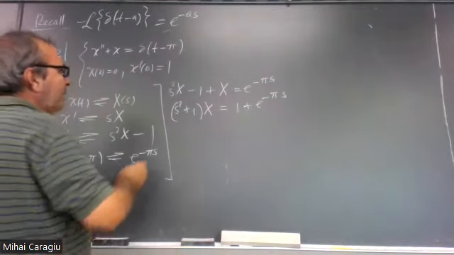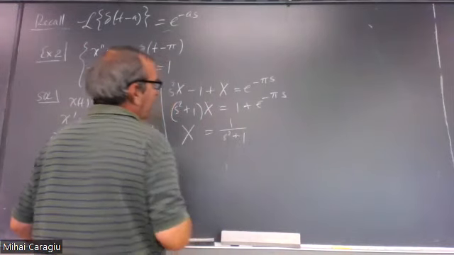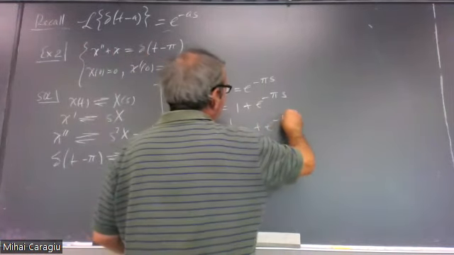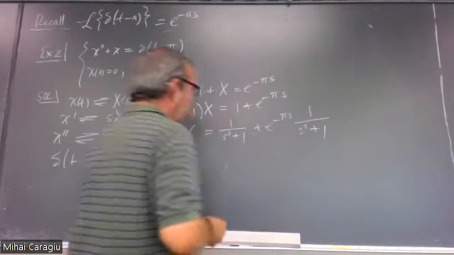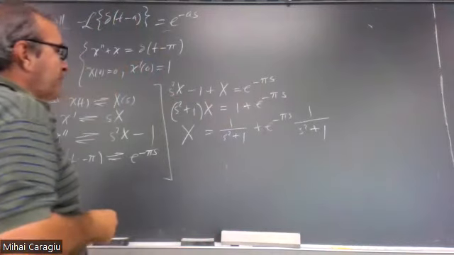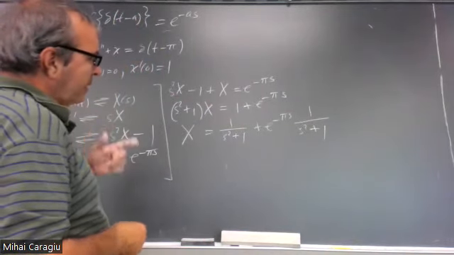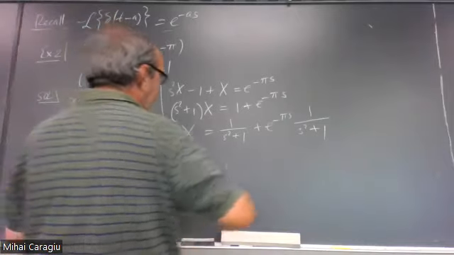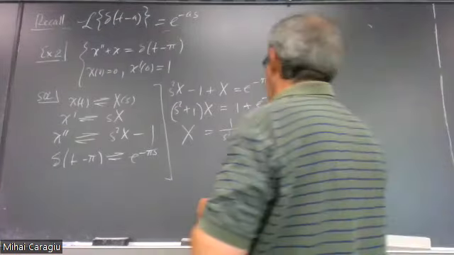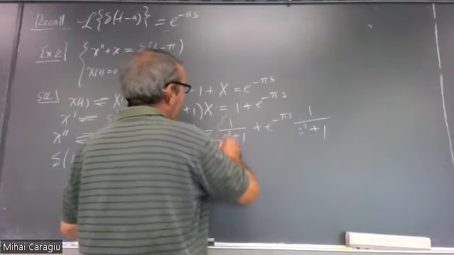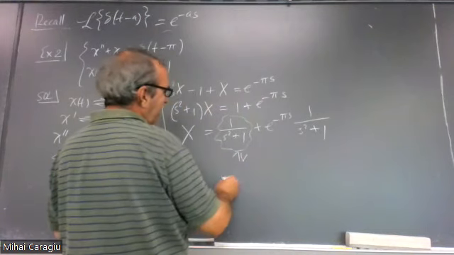So capital X will be 1 over s squared plus 1, plus e to the minus pi s times 1 over s squared plus 1. Let's start to find the inverse transform of big X. So there's our solution of the differential equation, encrypted, so the encrypted way to find the inverse transform. Okay, so let's see what we get here. This one, if we decrypt it, the inverse transform of this one will be sine t.